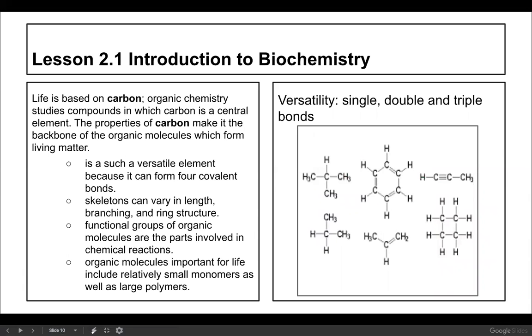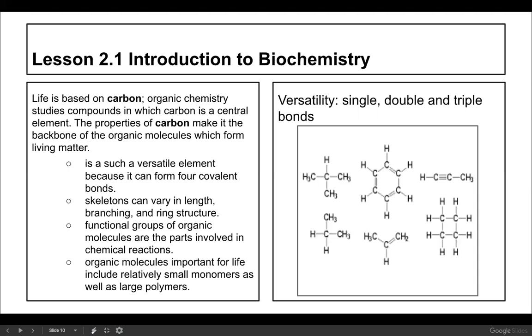Life is based on carbon. Organic chemistry studies compounds in which carbon is a central element. The properties of carbon make it form the backbone of most of our big macromolecules. It's a very versatile element because it can form 4 covalent bonds. Skeletons can vary in length. Branching and ring structures are some examples. You can see the pictures to the right. Functional groups of organic molecules are the parts involved in chemical reactions. So you can have an amine group or a hydroxyl group, different types of groups that we'll look at.